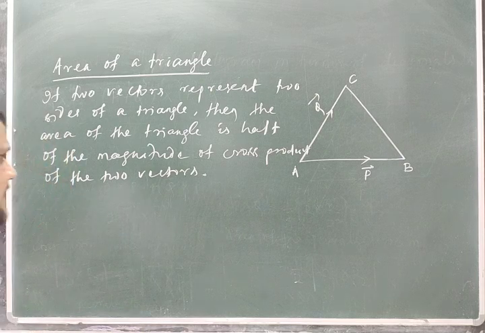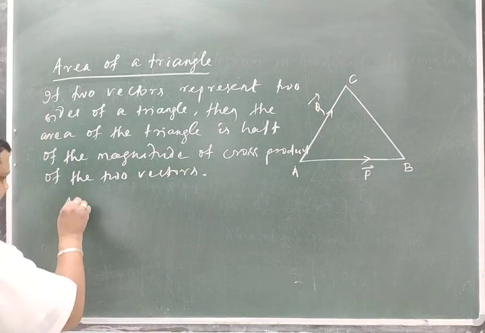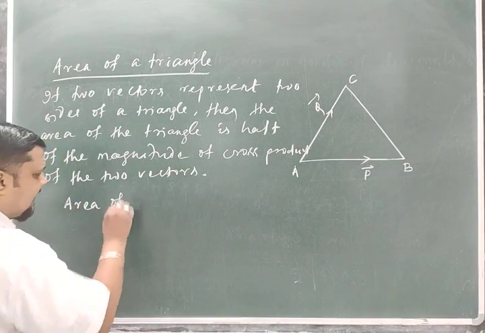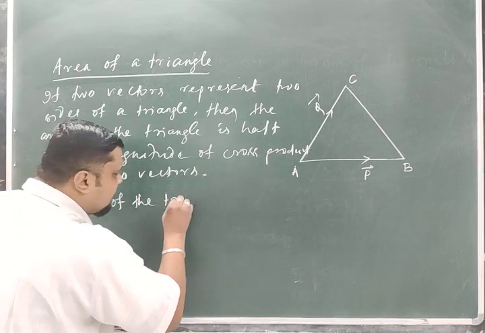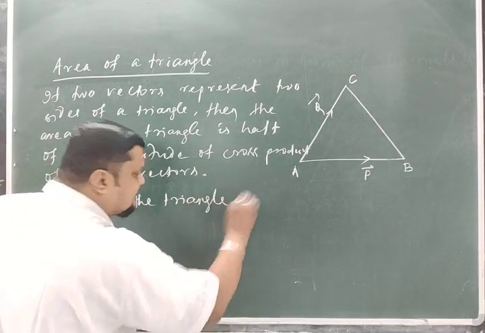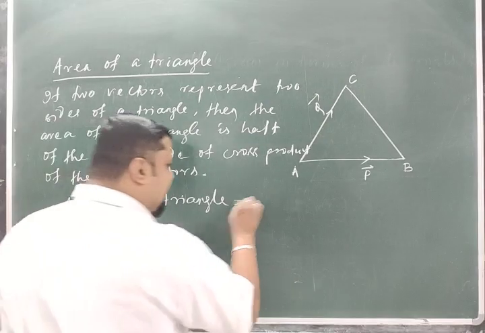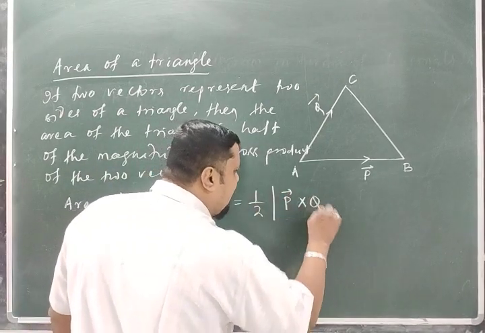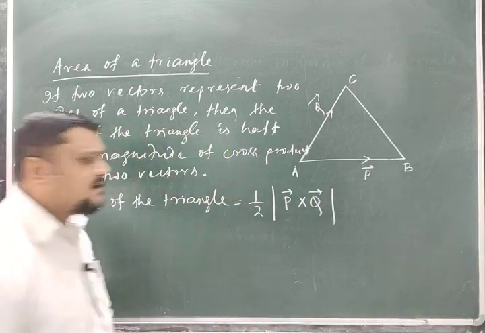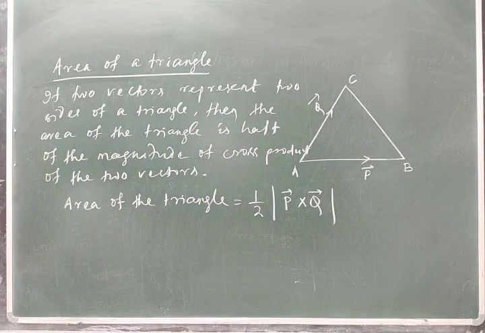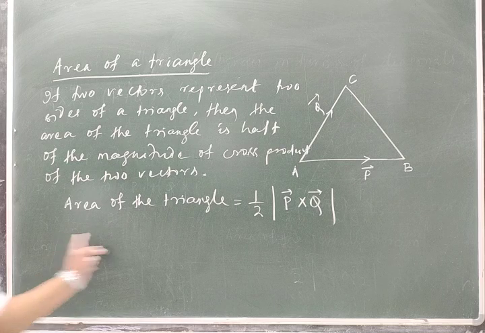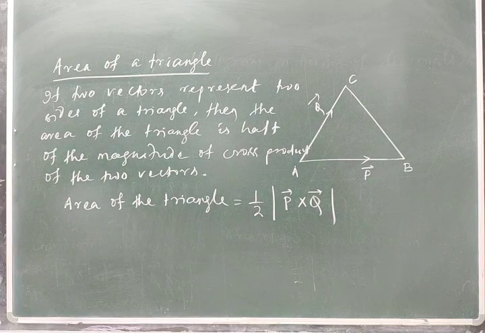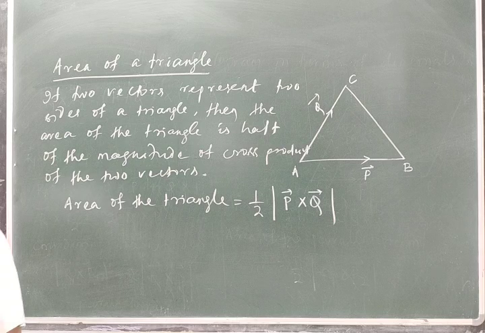So I will write this as the area of the triangle ABC equal to half of the magnitude of the cross product of two vectors. We will prove this part. Clear? Let me prove this one.